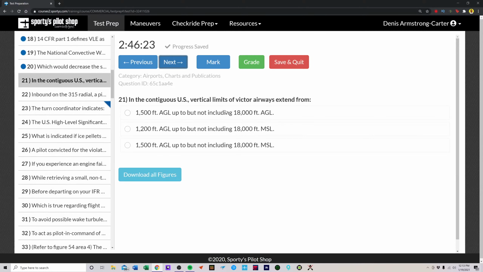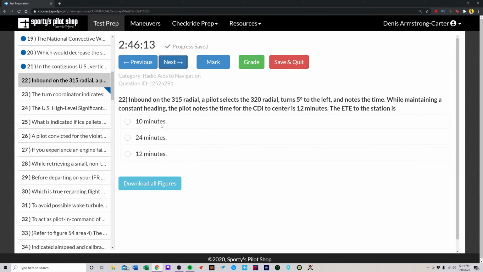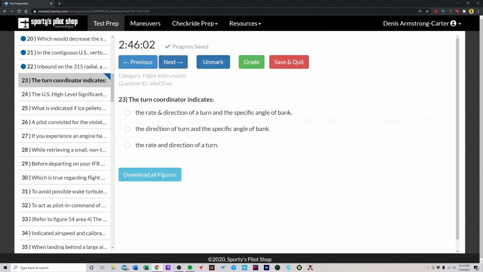In the contiguous U.S., vertical limits of Victor Airways extend from 1,200 up to 18,000, guys. Victor Airways. Oh, don't want to change it. There we go. They really like this one. Radial aids to navigation. I really don't know how this works. We'll just select it. There we go.